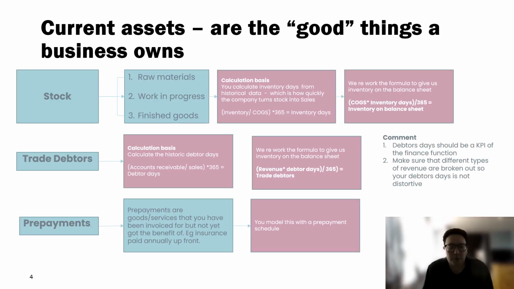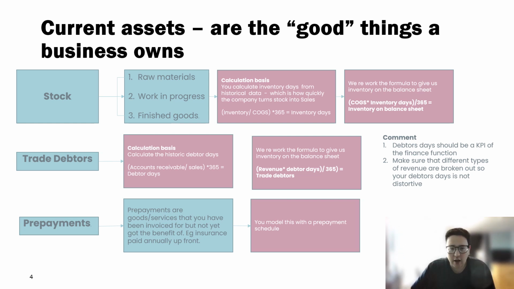So diving into the top half of the balance sheet, we have current assets, and I always like to think of them as the good things that a business owns. I've broken down the main categories for our purposes, although I acknowledge there are other types of current assets like other debtors or accrued revenue. But for our purposes, I'm going to talk about stock, which is split into raw materials, work in progress, finished goods, trade debtors, and prepayments.